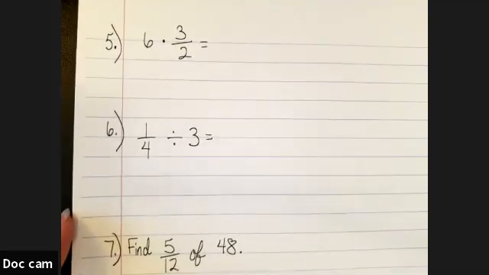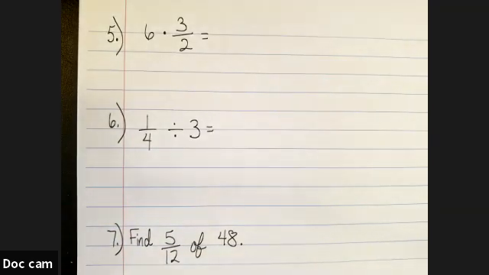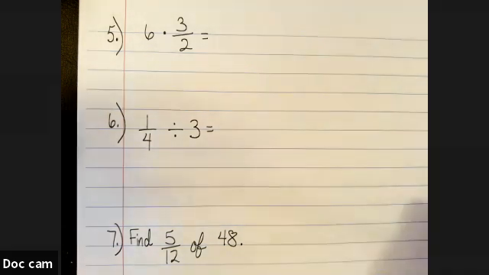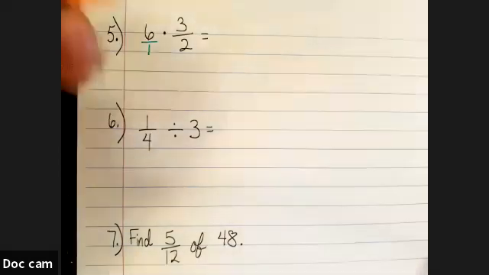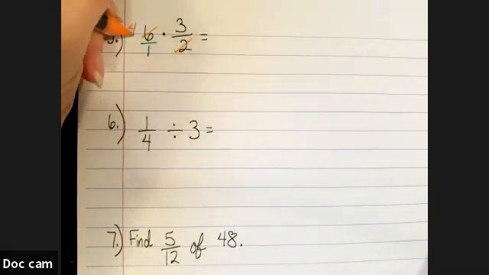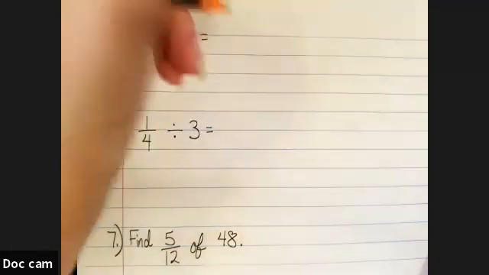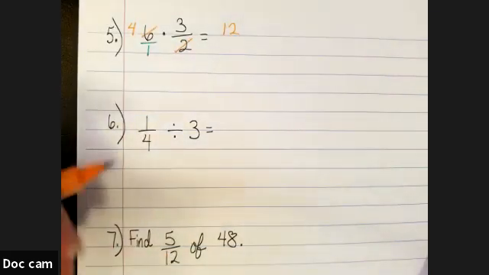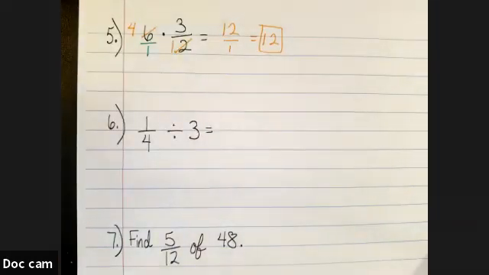All right. Number 5, it says 6 times 3/2. So 6 is the same thing as 6/1, so we could write it that way. We can reduce because 2 goes into 6 4 times. So then basically it's just 4 times 3 is 12. And on the bottom, it's just 1 times 1. So you could say it's 12/1, but we know that's basically just 12.